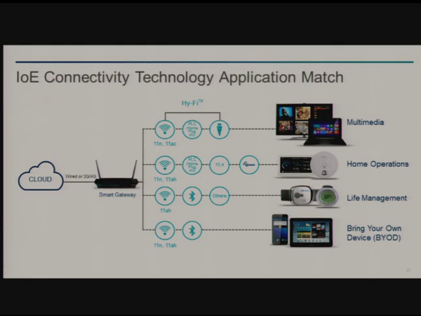But for home operations, things like thermostats and garage door openers, you've really got these options that can apply: 11AH, 11N, Bluetooth, Z-Wave, and 15.4. So there, it's really up to the market and the applications to decide which ones are going to do well.